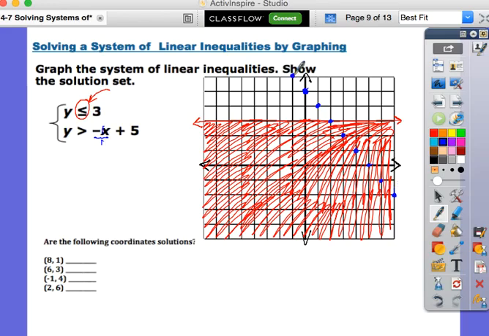What type of a line is this one going to be? Dotted. Dotted, because look at your sign here. We don't have the equal to bar, so it is going to be dotted. And I typically will just kind of put a little dash in between my dots. That kind of makes it easy for me to see that this is dotted.